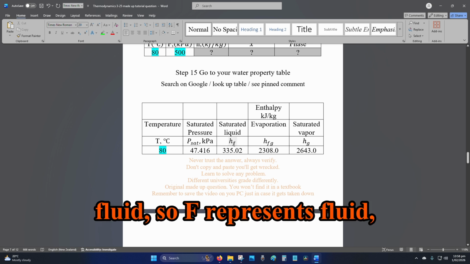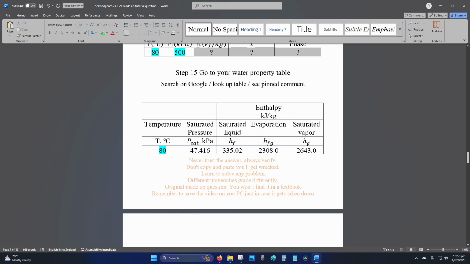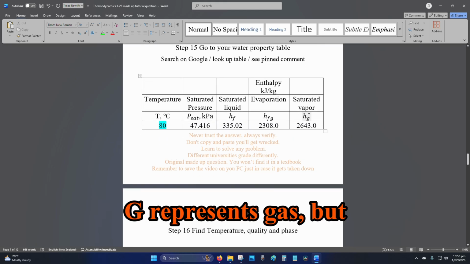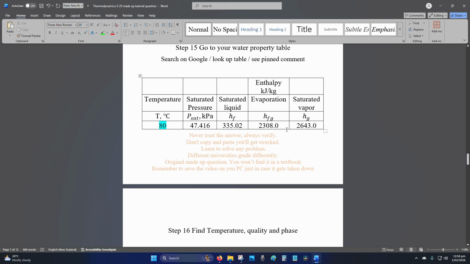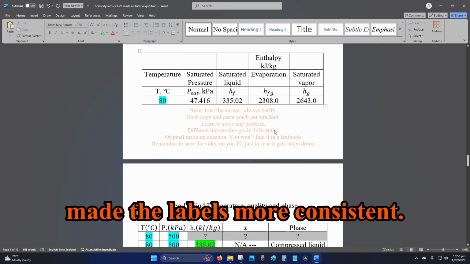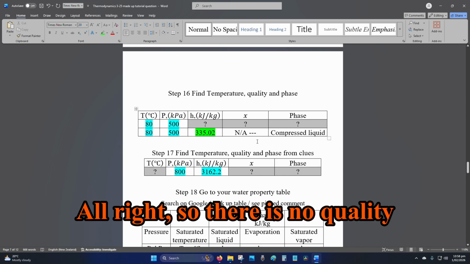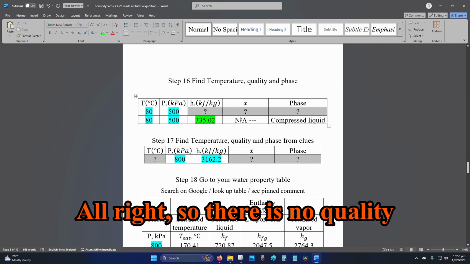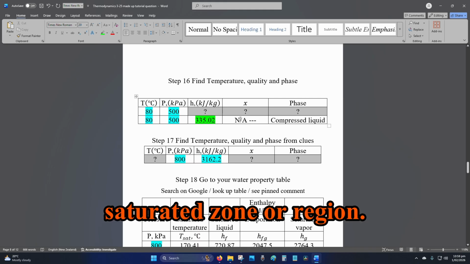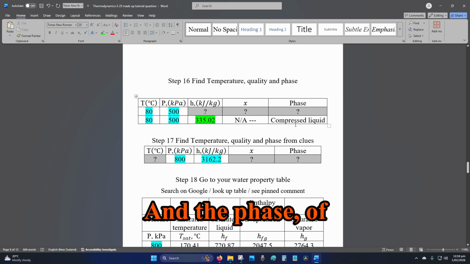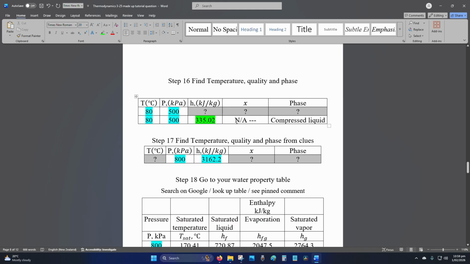In this case, it's fluid. So F represents fluid, G represents gas, but they call it saturated liquid and saturated vapor. It would be nice if they made the labels more consistent. Alright. So there is no quality because it's a compressed liquid, so it's outside of the saturated zone or region. And the phase, of course, is compressed liquid.